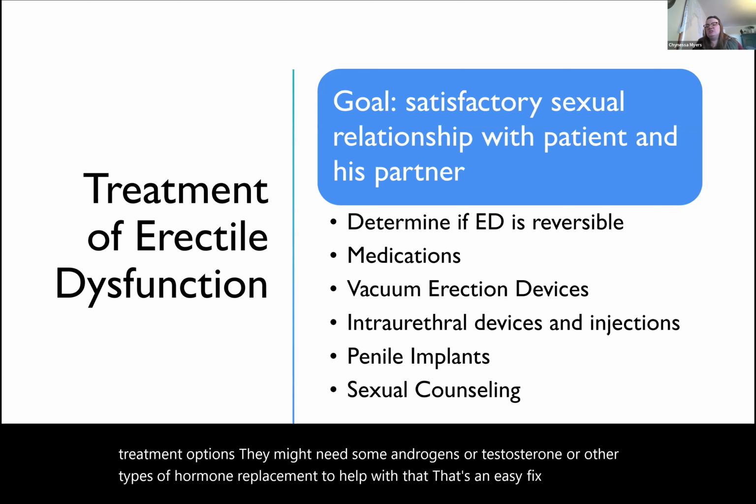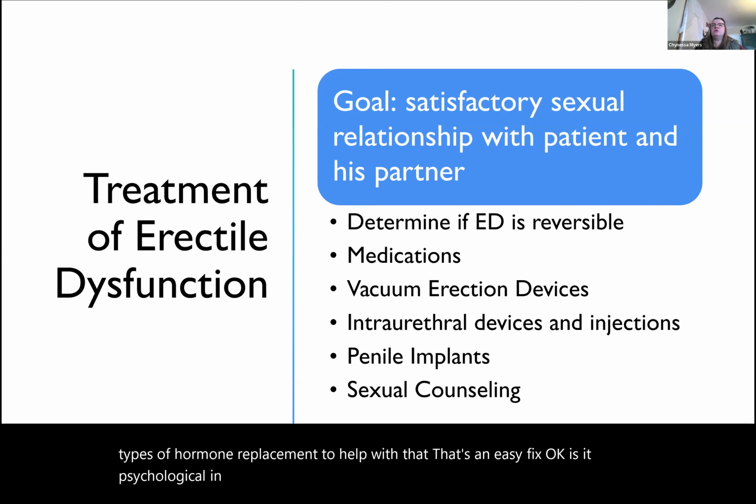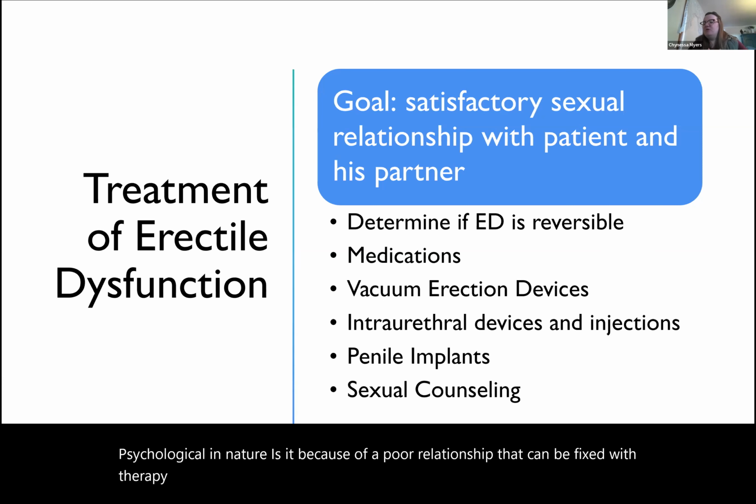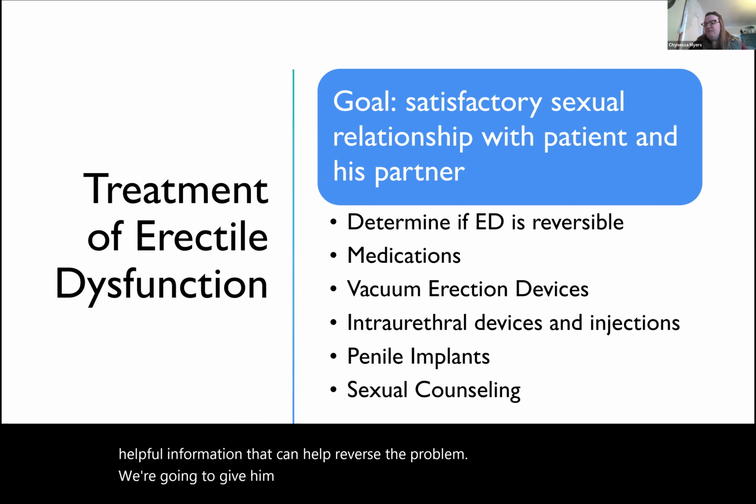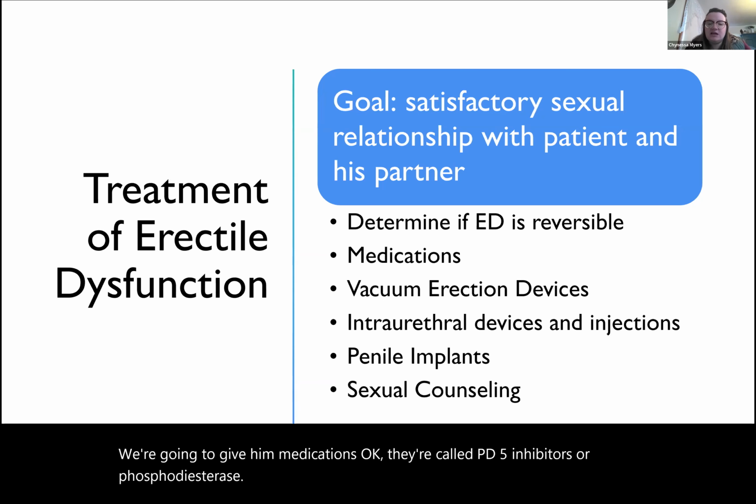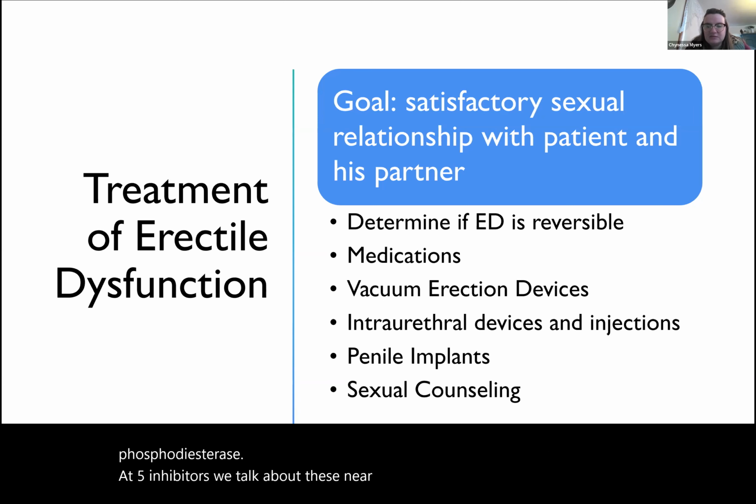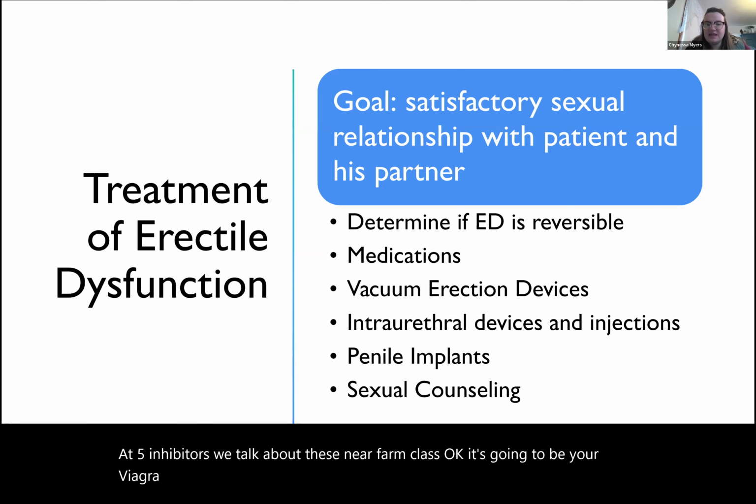Is it psychological in nature? Is it because of a poor relationship? That can be fixed with therapy, okay? Emotional support, making sure they have confidentiality and helpful information. That can help reverse the problem. We're going to give them medications, okay? They're called PDE5 inhibitors, or phosphodiesterase 5 inhibitors. We talk about these in your pharm class, okay? It's going to be your Viagra, your Cialis, things like that.